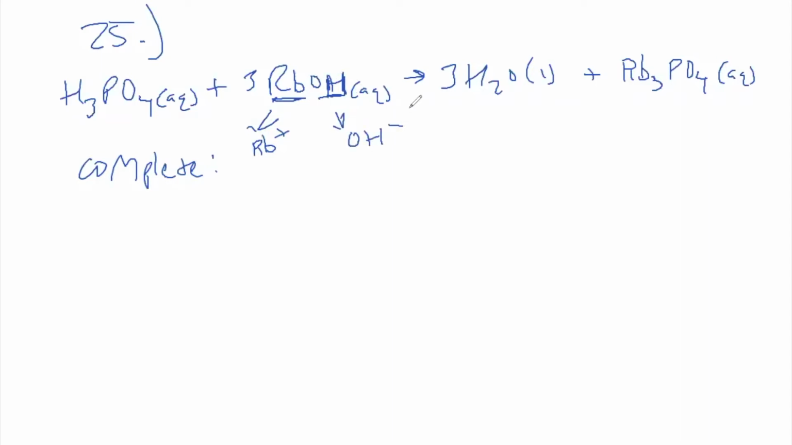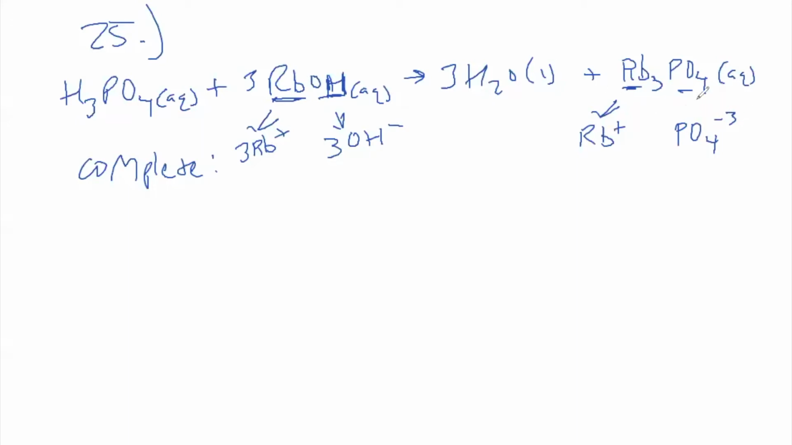OH minus. Now also there's a 3 in front of here, so you're going to have 3 Rb pluses and 3 OH minuses. And then over on this side, the same thing, metal separates from nonmetal, so you have Rb plus, and you'd have PO4 -3.